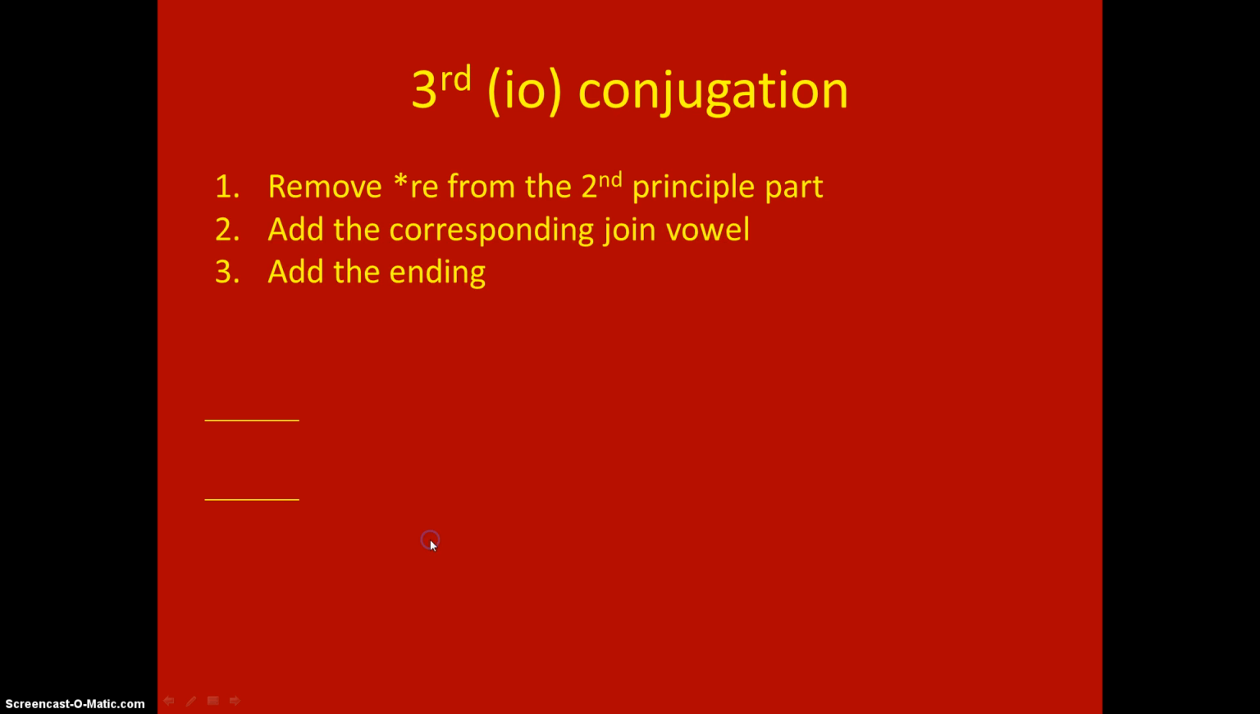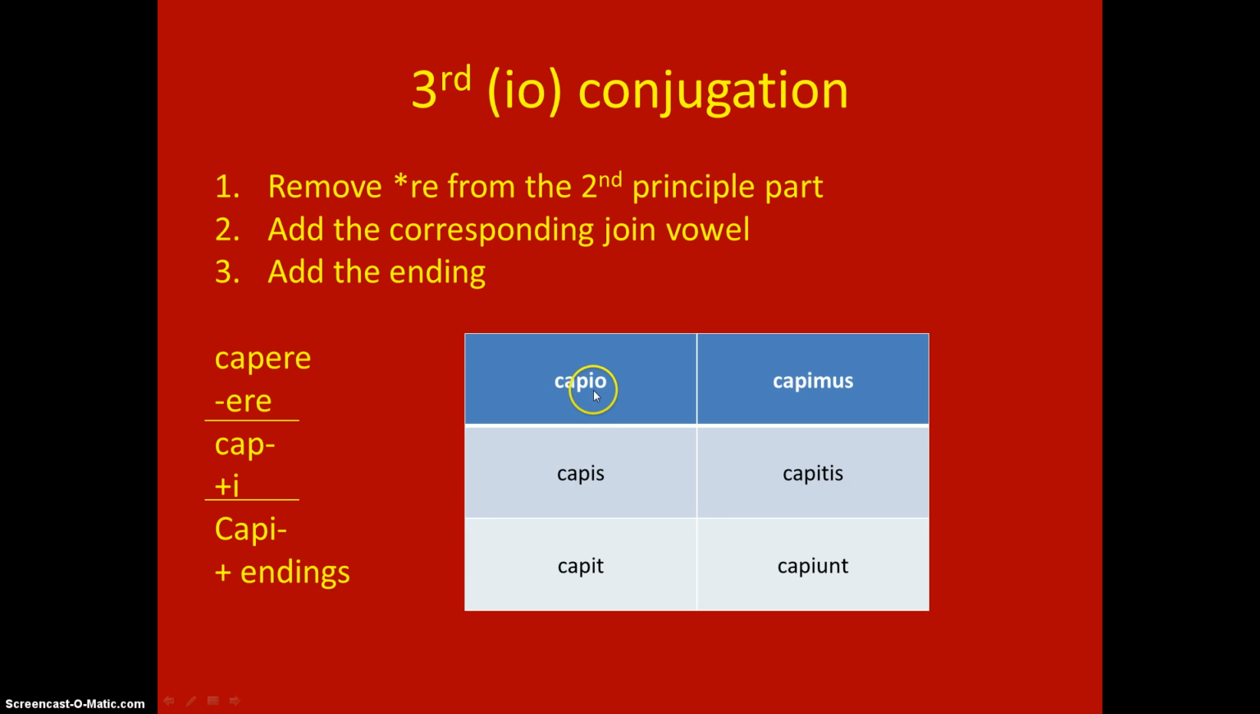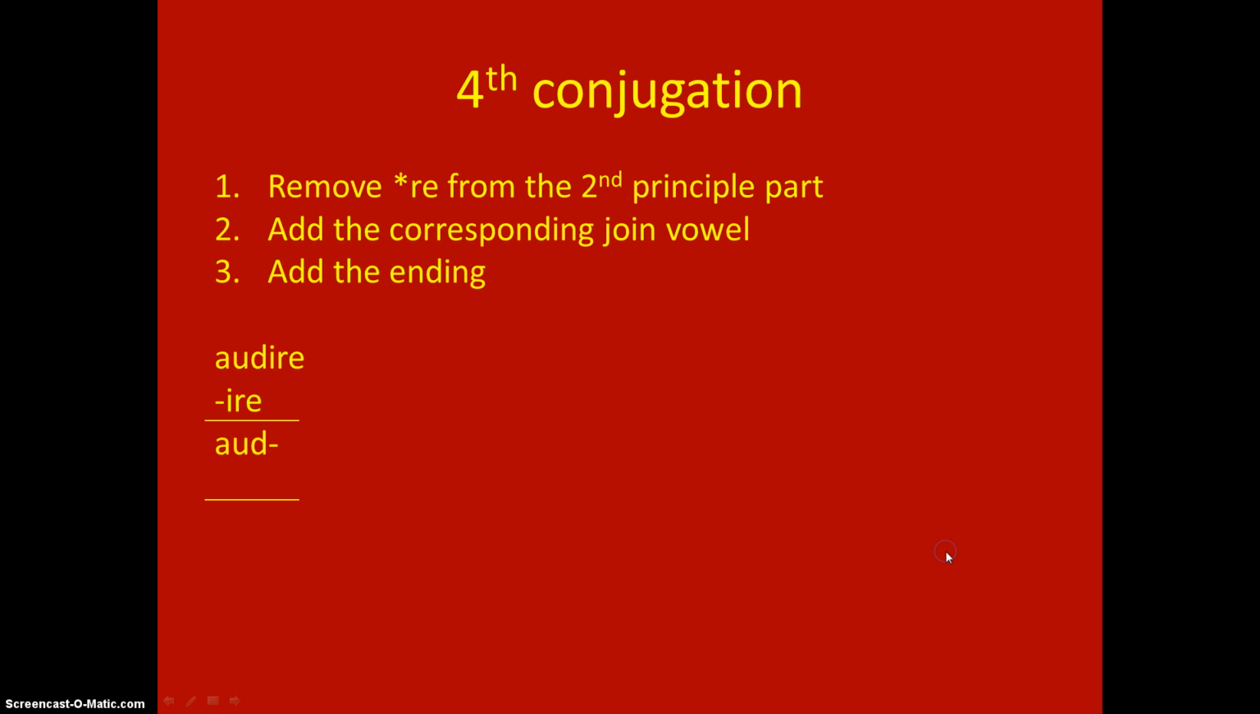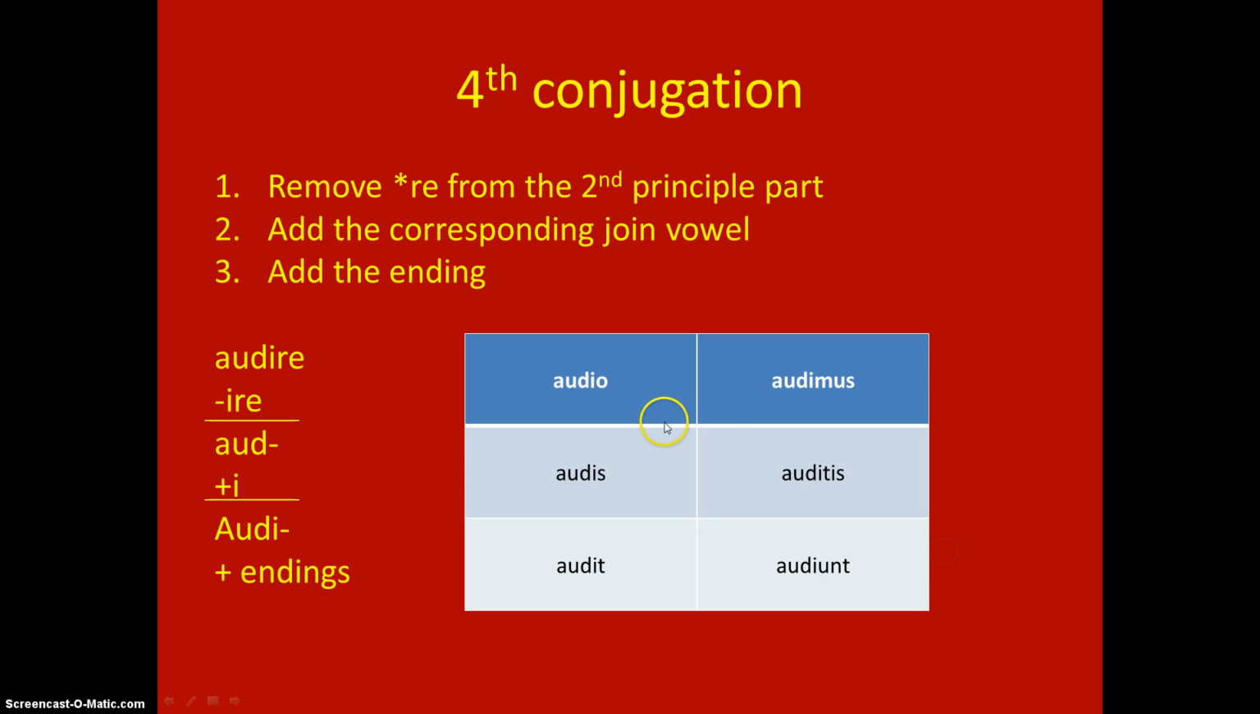Third io, same pattern. Okay, the steps are the same. Capio, capis, capit, capimus, capitis. Here again, we get that iu before an nt. It's an i everywhere else, and then an iu here. And fourth conjugation, same pattern. Audio, audis, audit, audimus, auditis, audiunt.